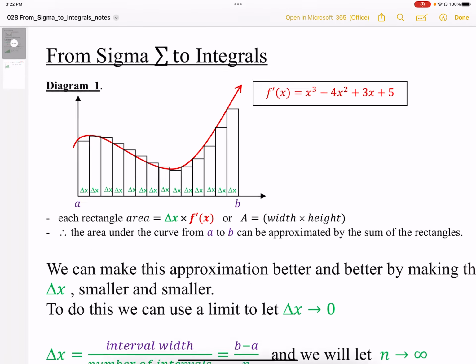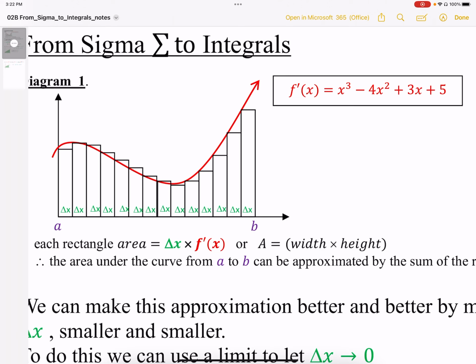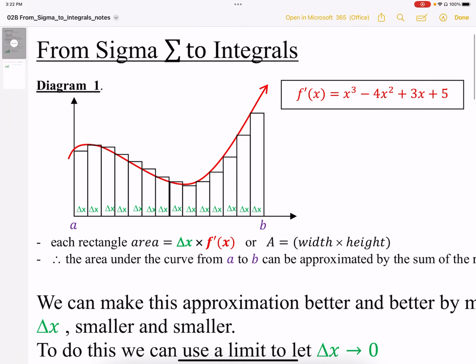We have seen how we can take the area under some derivative function, in this case f prime equals x cubed minus 4x squared plus 3x plus 5. So it's just some red graph here that represents a derivative. And we can find the rectangular area by taking the height, which is the f prime value, and multiplying by width, and that gives us the area. And we can add up this area to find the area underneath the curve.